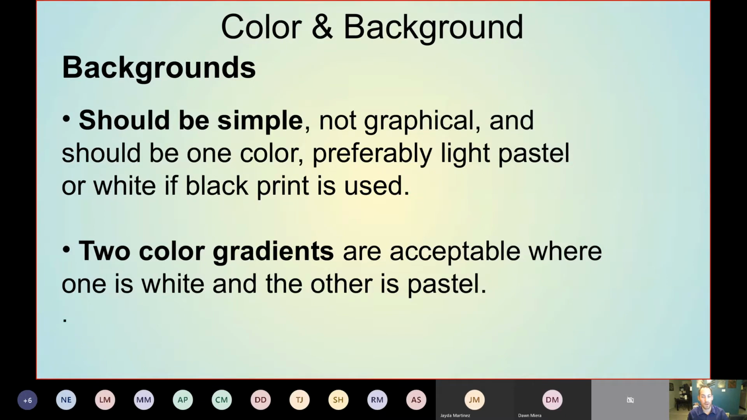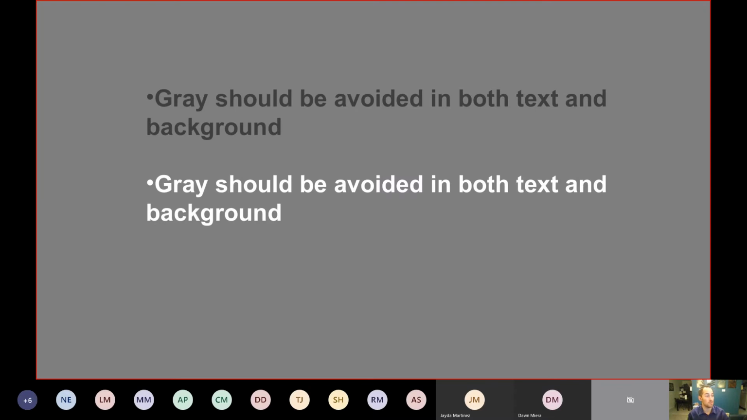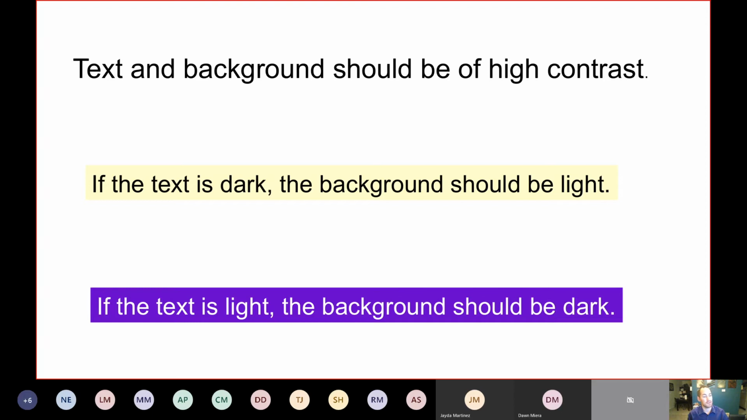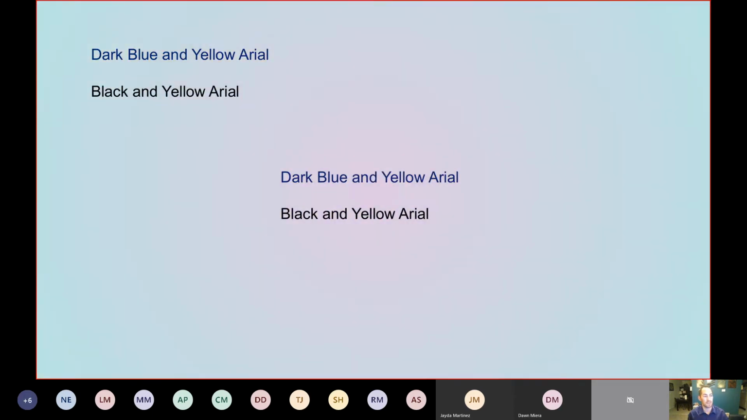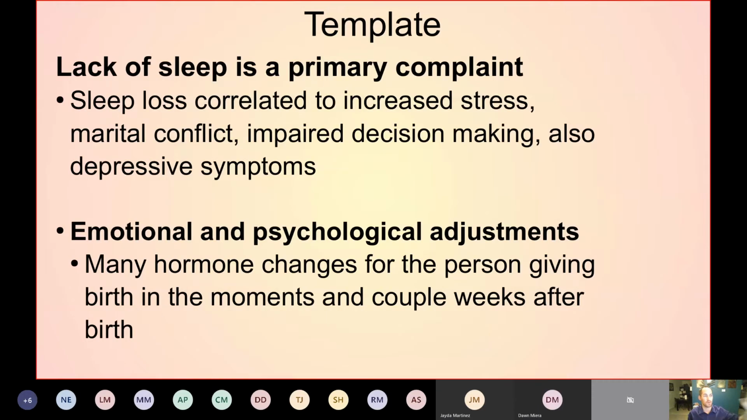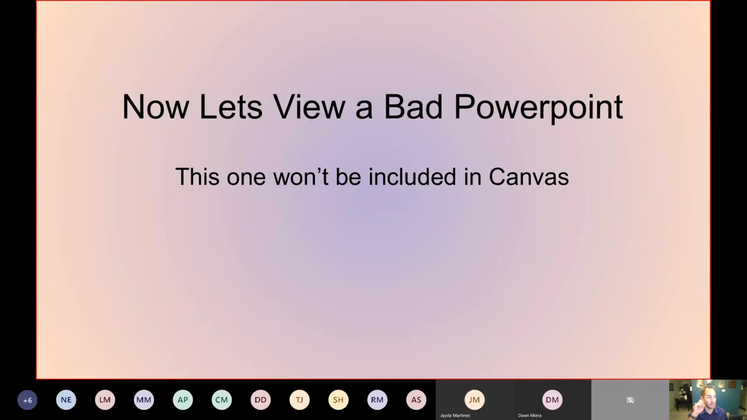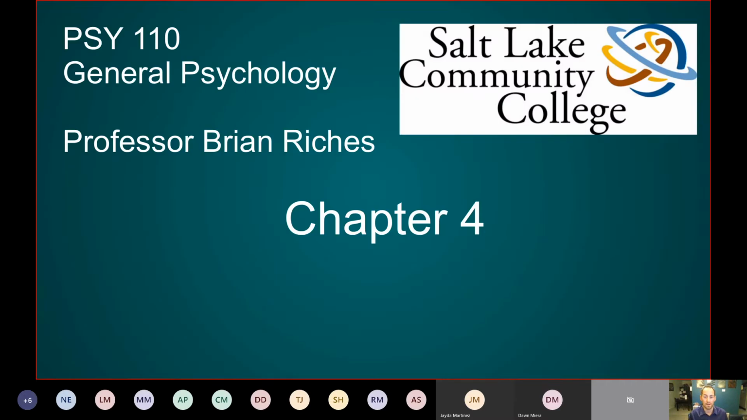So colors and backgrounds should have high contrast, color gradients to use. So don't use gray. It makes it hard. Make sure that your background and your text are contrasting. So go through these and look at some examples of text and colors that contrast. You can also take this presentation and use it as a template, like use these backgrounds if you want, or create your own. So feel free to go through those. I might go through it in more detail before next class, and this bad PowerPoint that I mentioned here, because it's pretty bad. No problem, Christopher.